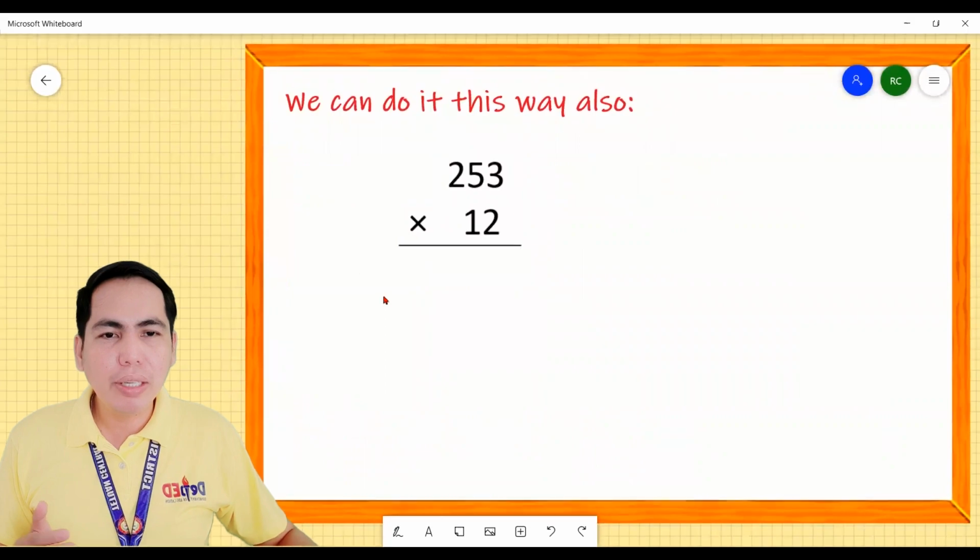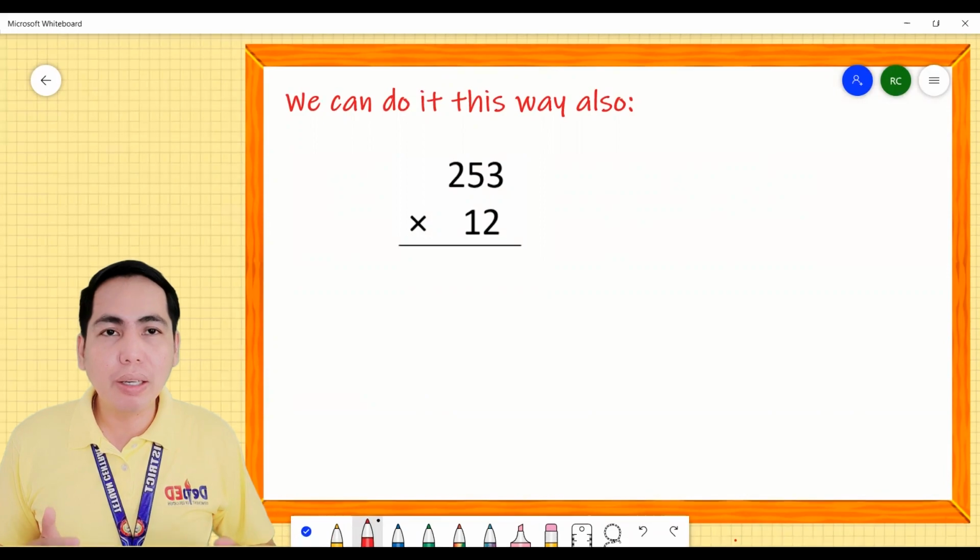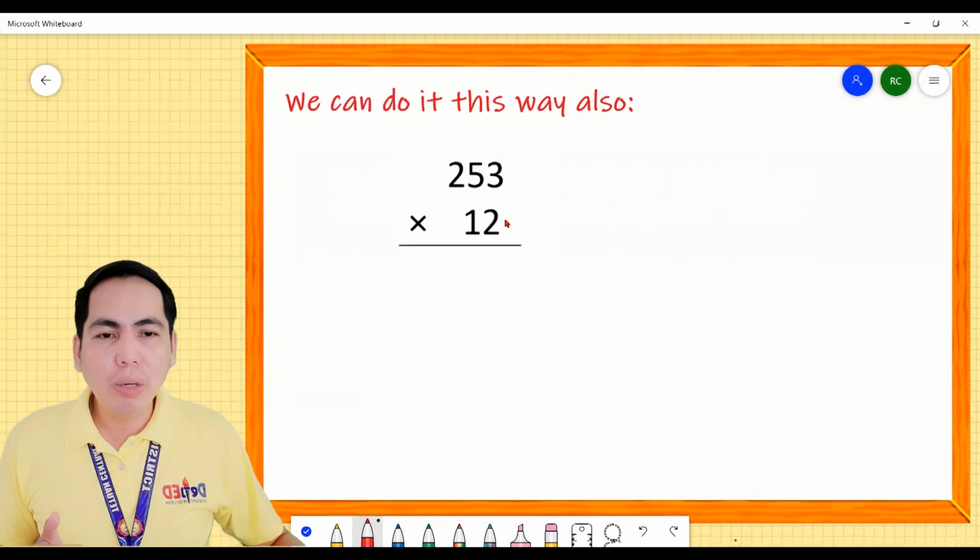So, using our example earlier, 253 times 12, we can write the numbers in vertical form. And then, in multiplying the numbers, we can start multiplying our digit 2, which is found in the ones place, and we are going to multiply it to 3, which is also found in the ones place. So 2 times 3 will give us 6, and we have to write here the 6. Next, we have to multiply also the digit 2 to our tens digit, which is 5. 2 times 5 will give us 10. Since our initial product is a 2-digit, we have to write the 0 in the tens place and we have to regroup 1 in the hundreds place.